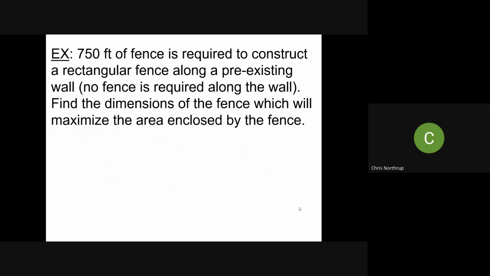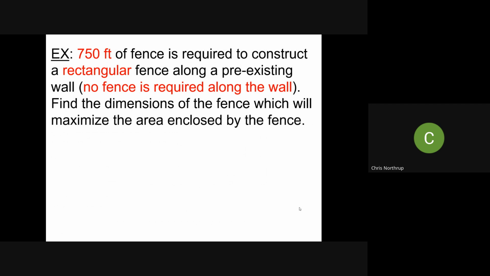So let's carefully look at some of these details. That 750 feet, that is fixed. I can't get any more fence than that. I might be able to use less, but I don't have any more fence. Also, the shape of my region is rectangular. That's important because a rectangle has a different area formula than, say, a triangle or anything else. Also, another thing, I don't need to make a fence along the required or the pre-existing wall. There's no fence required along that.